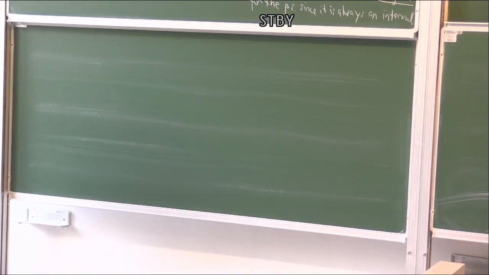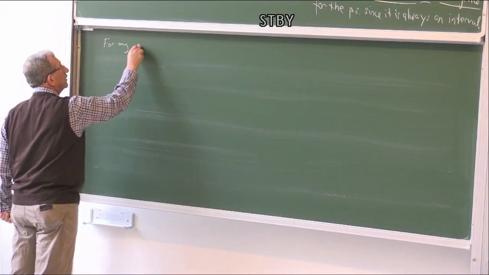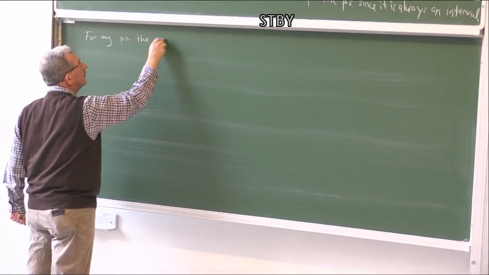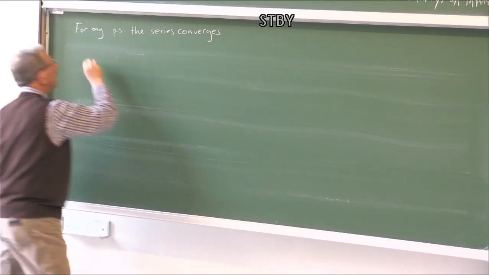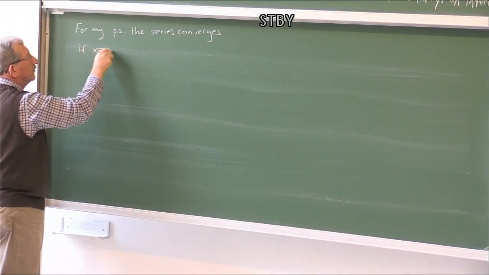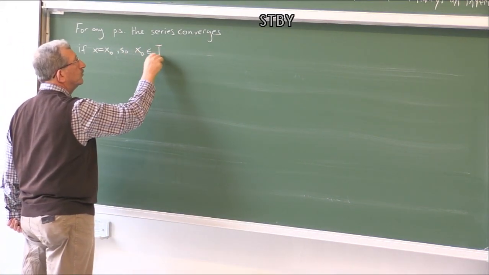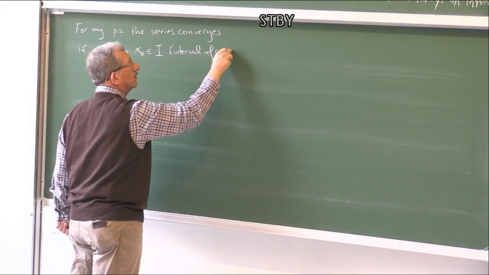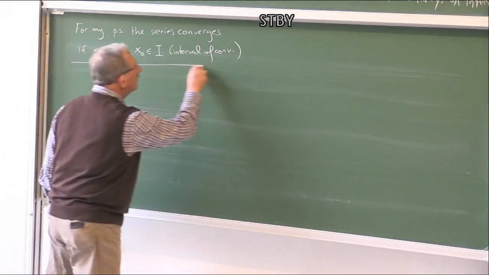Now, this interval of convergence, that is, the set of all x's so that the power series converges, is never empty. Namely, for any power series of the given form, the series converges if x is equal to x0. So x0 belongs to the interval of convergence for the power series. So at least we have one point there all the time. Now, which other x's will be there?